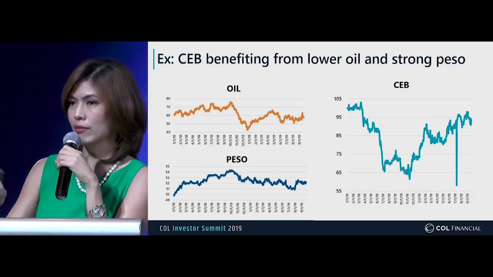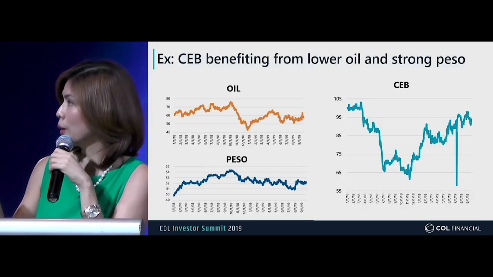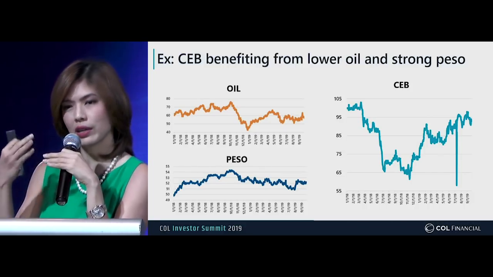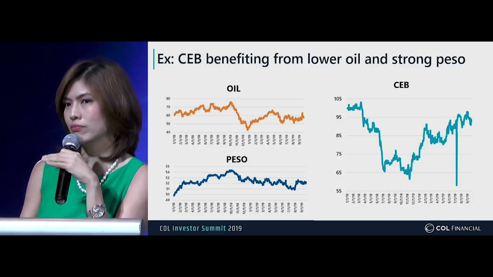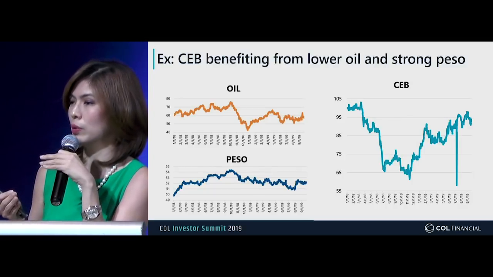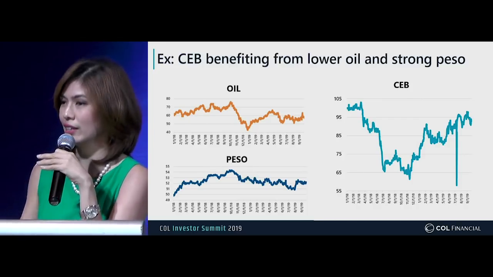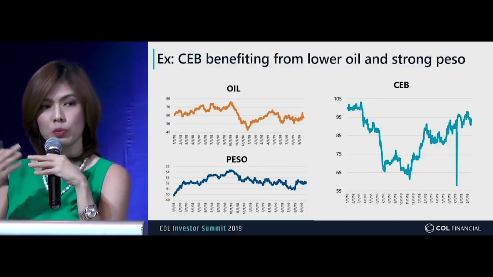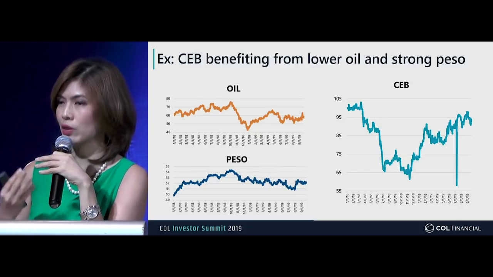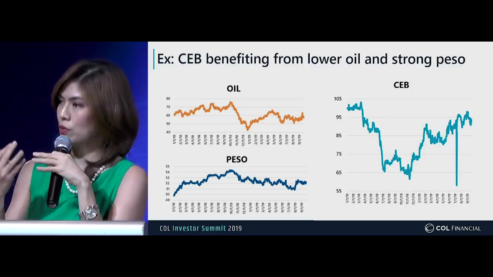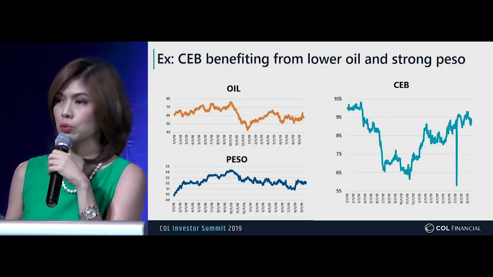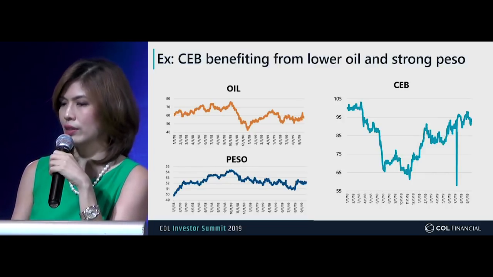Assuming though that all of a sudden, oil prices reverse again, start going up, and the peso again starts to depreciate, most likely the share price of Cebu will also be going down. So those are the important indicators for Cebu Pacific. So when you're investing in themes, try to remember why you bought a stock. And if those factors reverse, you have to be quick also to take profits or lock in gains.